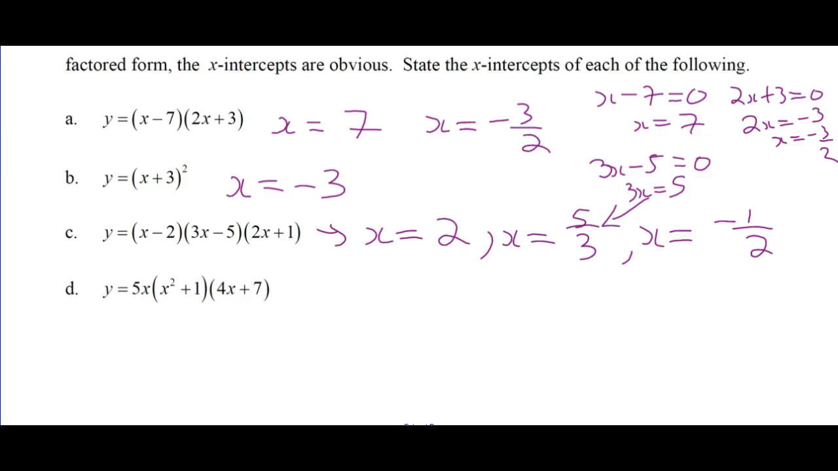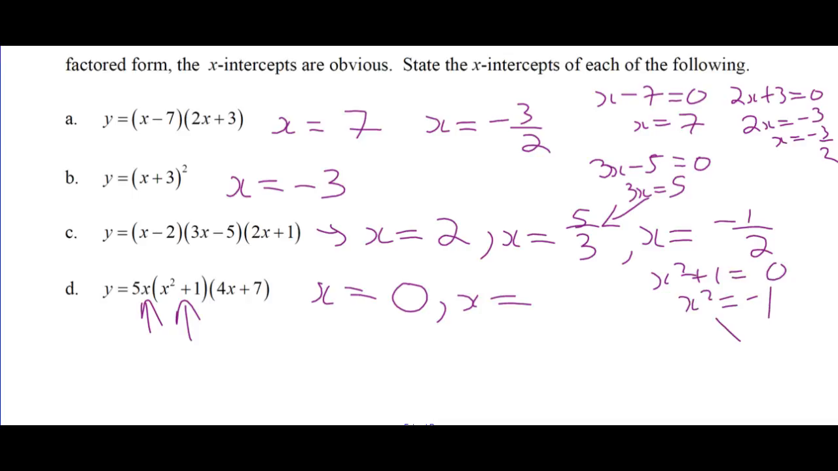And the last one, x is this one, 0. X is, you can't do that. It says x squared is negative 1. You can't make x squared negative 1. Right? You got x squared plus 1 is equal to 0, which says that x squared is negative 1, and there's no solution to that. Okay, and this one, negative 7/4. Right?